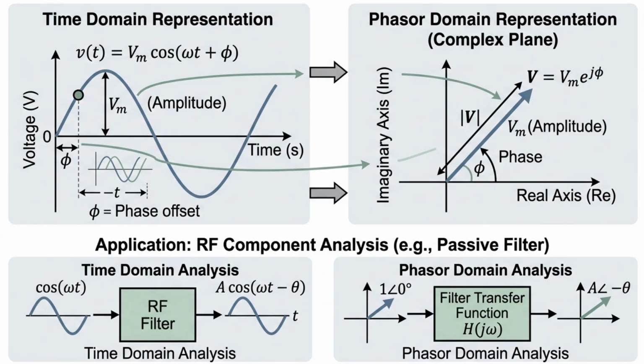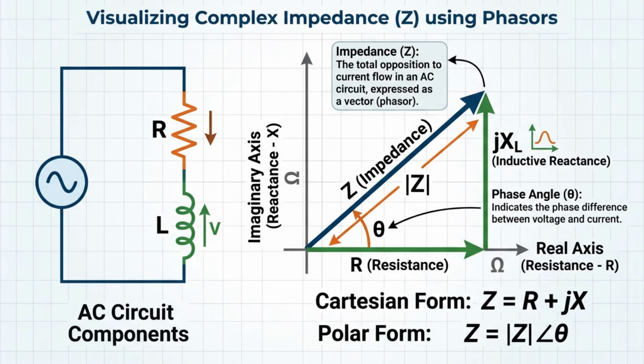In RF engineering, phasors are essential because they provide a practical way to analyze real-world signals that vary sinusoidally with time. Almost every RF system, including antennas, filters, amplifiers, and transmission lines, relies on phasor-based analysis. Impedance, which includes both resistance and reactance, is naturally expressed in phasor form. This allows engineers to evaluate how signals behave when they pass through different circuit components and propagation environments.